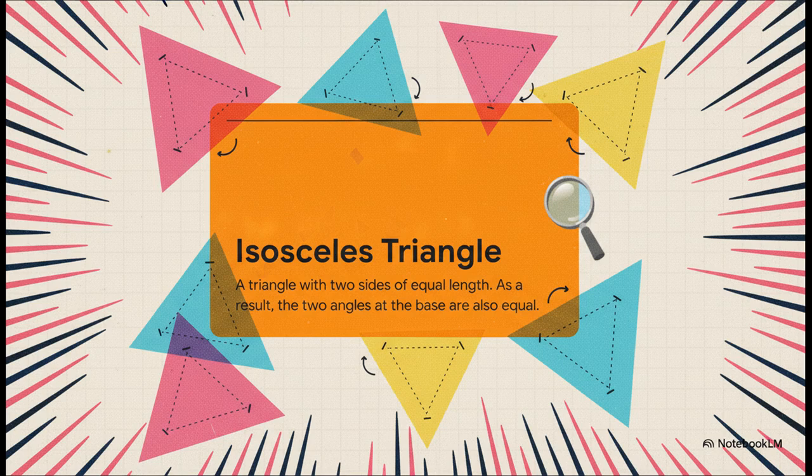And this one feature has a direct consequence. The two angles down at its base are always equal to each other. It creates this perfect mirror image symmetry right down the middle.